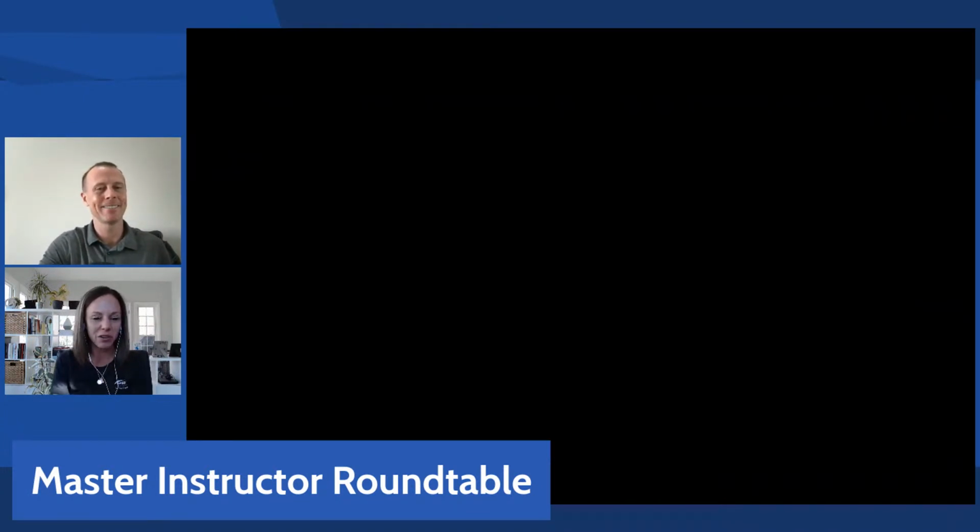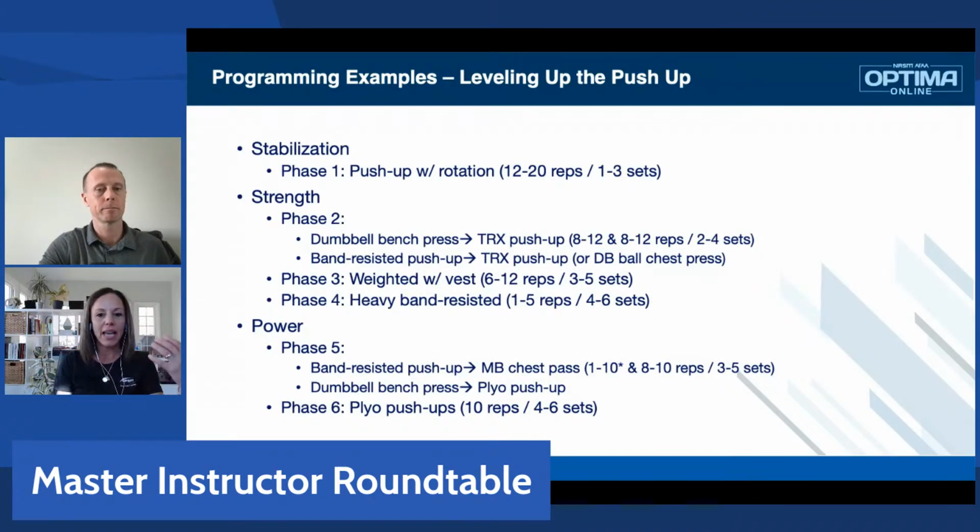So let's talk about some of the programming. That's why we're here. We wanted to talk about leveling up a push-up. So if you think about just the acute variables as a review, again, phase 1: 12 to 20 repetitions, 1 to 3 sets. I put push-up with rotation because people think of a push-up with rotation as a power dynamic, dynamic warm-up.